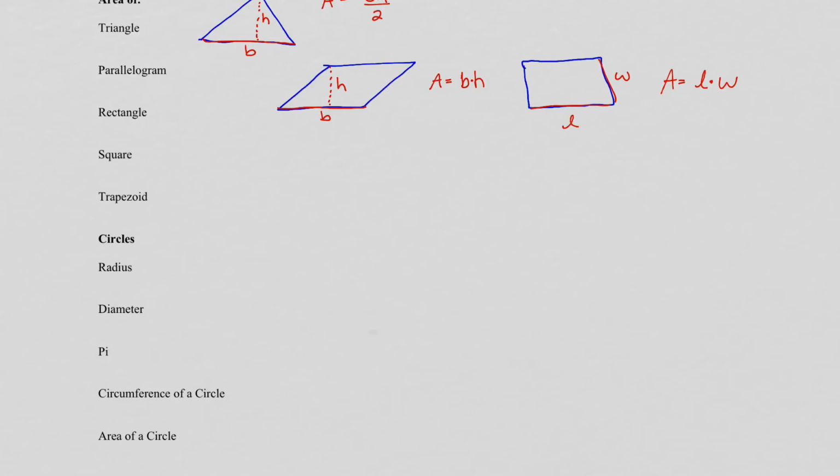Now the square, if you think about length times width, but everything is the same right here. So if you know one side, you know all of them, because they're all the same. So the area of a square is going to be basically length times width, or base times height, which is side times side. And we can summarize that into side squared. Okay, you can use side squared.